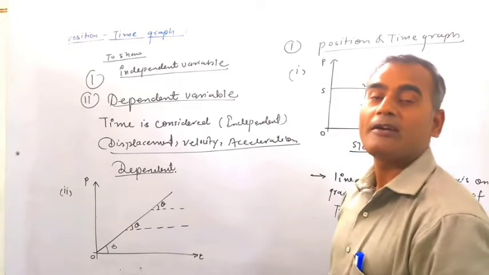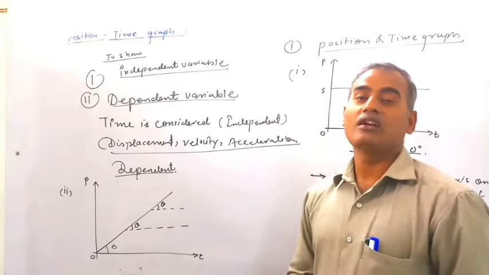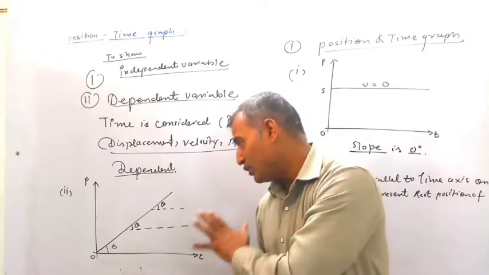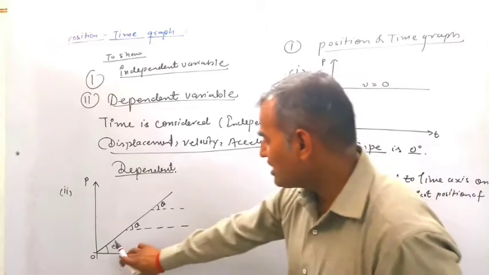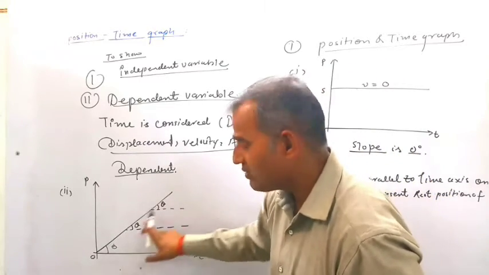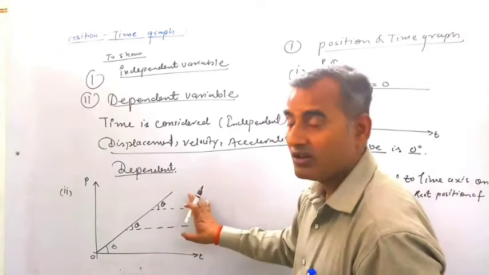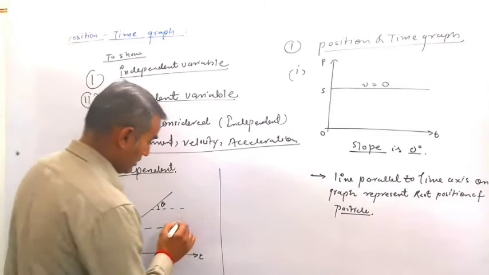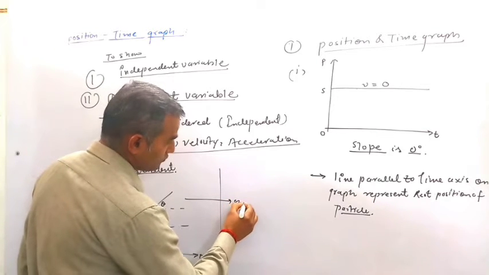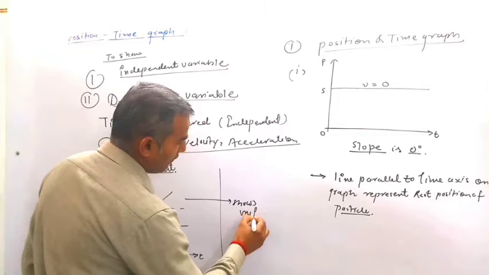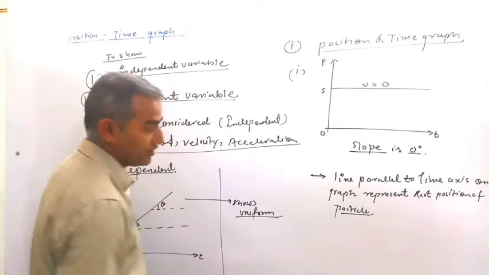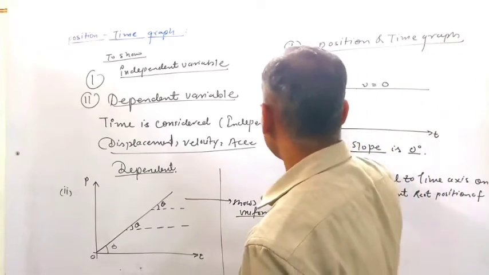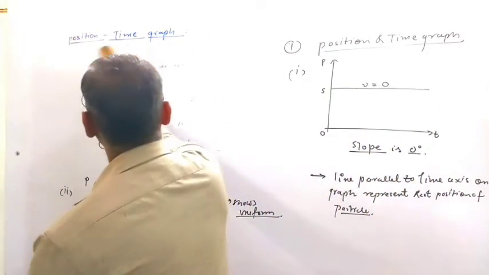What is uniform velocity? If a body covers equal displacement in equal intervals of time, then this is known as uniform velocity. So, a straight line with the same gradient shows the uniform velocity. It is your uniform velocity. So, this graph shows uniform velocity.